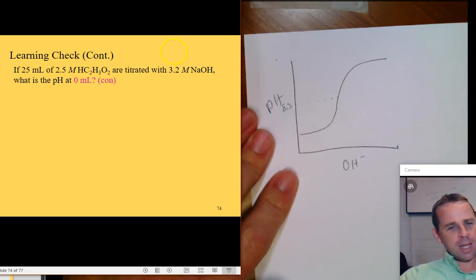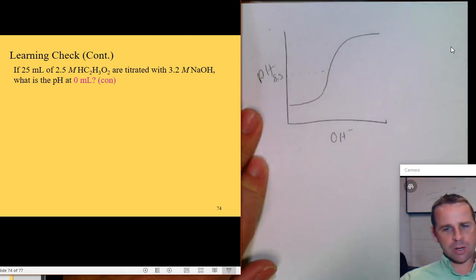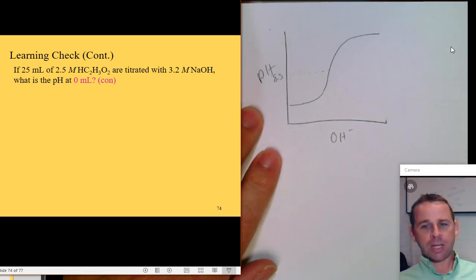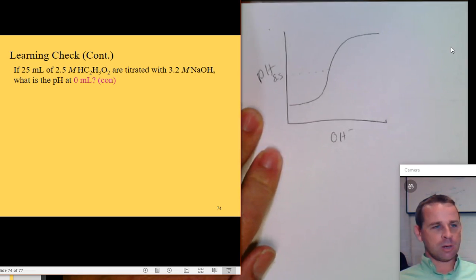But weak acid, strong base, the equivalence point will always be a little basic. Okay, now we want to go through these scenarios again: before the titration, in the middle of the titration, and after we reach the end point, what will the pHs be? Okay, so here we have a scenario: 25 milliliters of 2.5 molar weak acid.